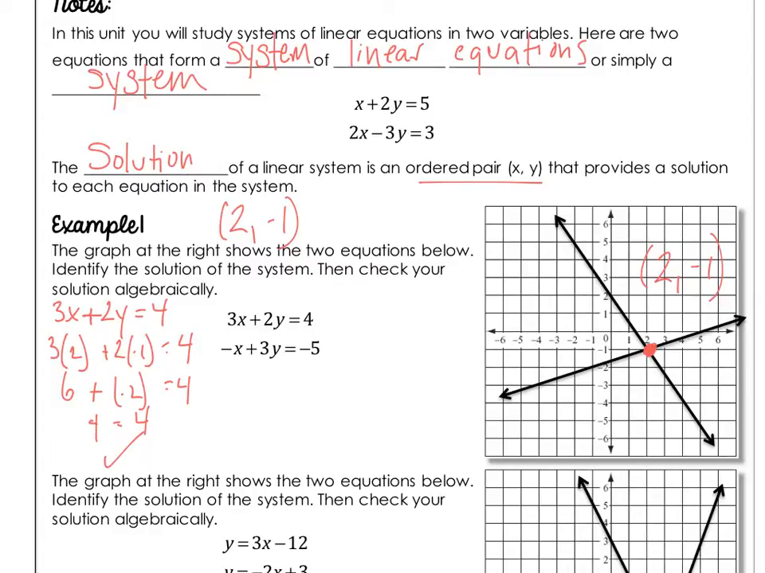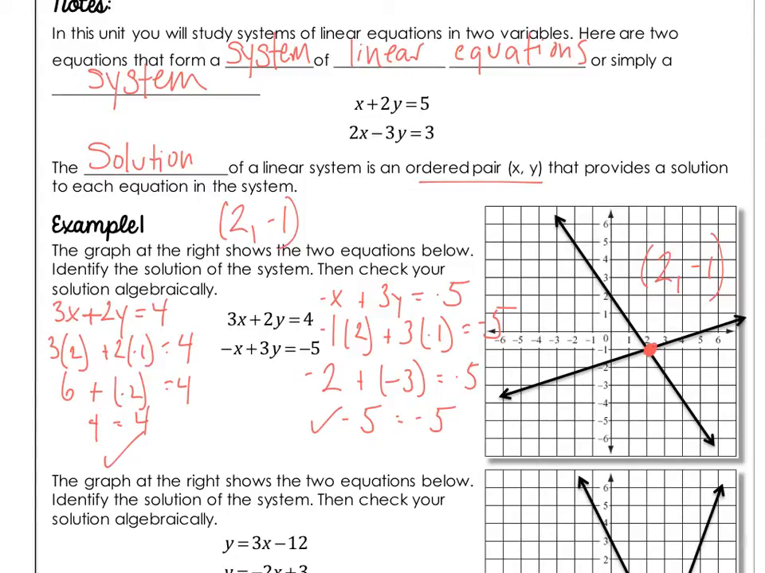We know it works out in the first equation. Let's see if it works in the second equation. This is -x plus 3y equal to -5. Once again, plug in 2 where you see your x. So you can think of this as -1x, so -1 times 2, plus 3y, so 3 times -1. Does that equal -5? So -2 plus -3. Yes, I believe that does add up to -5. All right, so this one works out just fine.